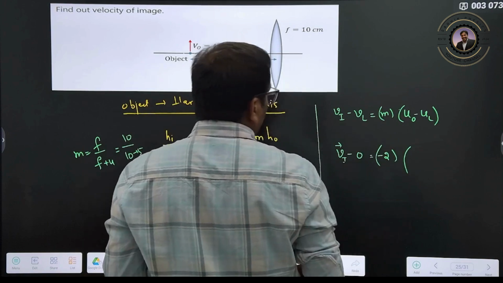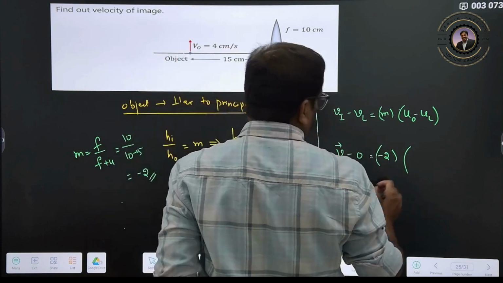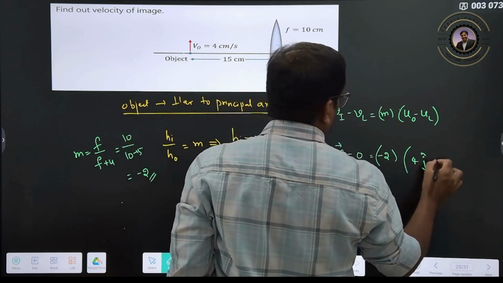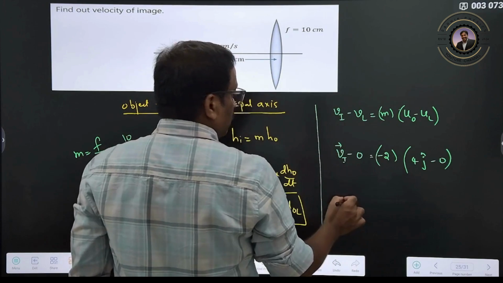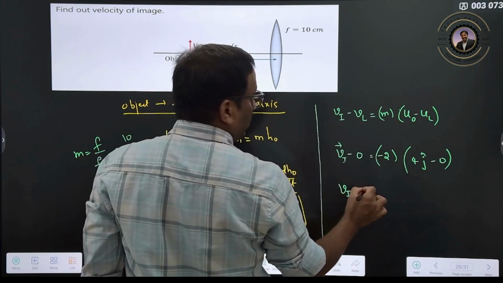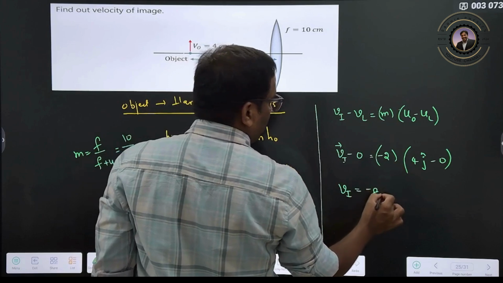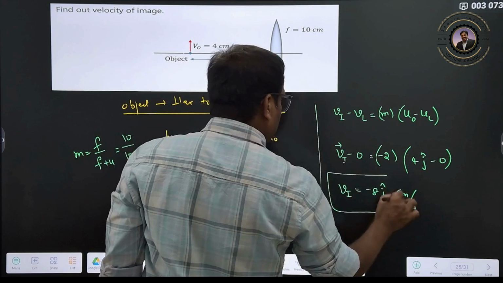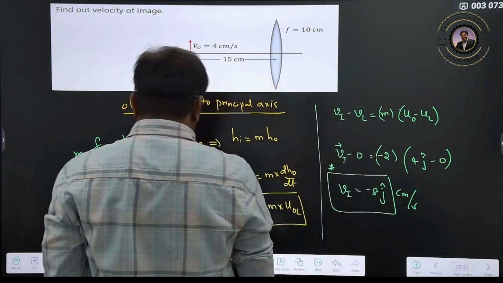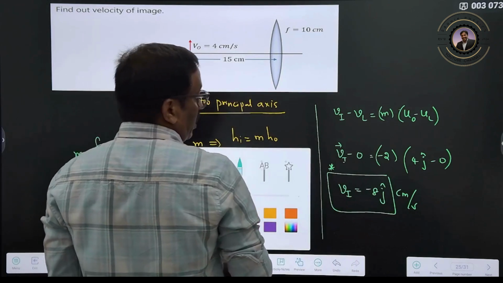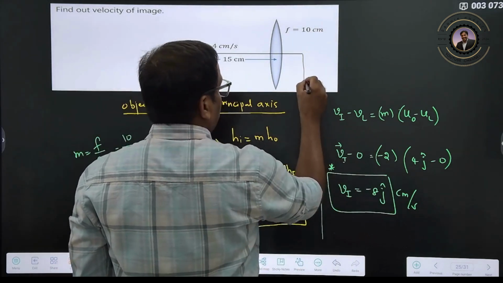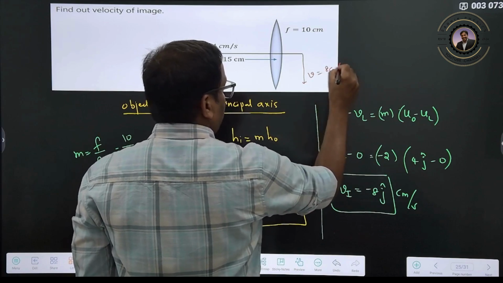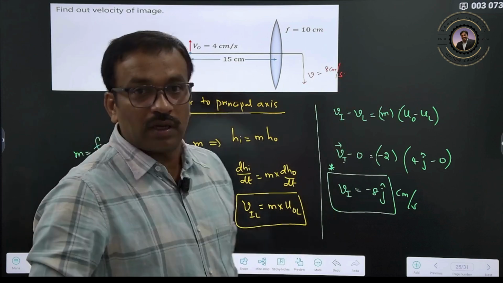So the object is moving along the y axis, so 4 j cap minus 0, clear. So velocity of the image will be equal to minus 8 j cap centimeters per second. Minus j cap means what will happen now? Definitely the image will go in the downward direction, with a speed equal to 8 centimeters per second in the downward direction, clear.